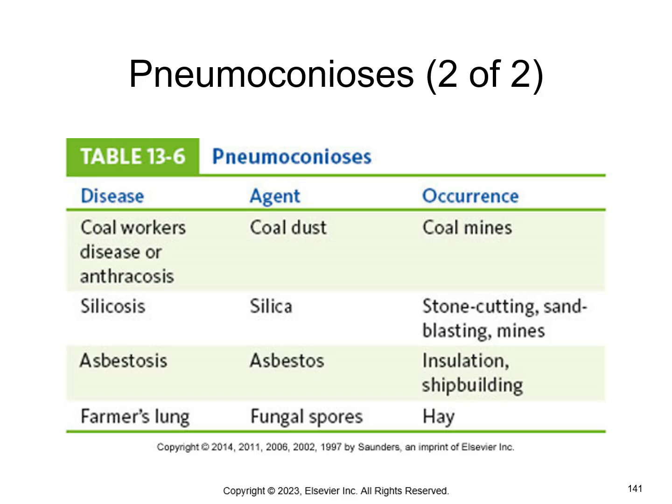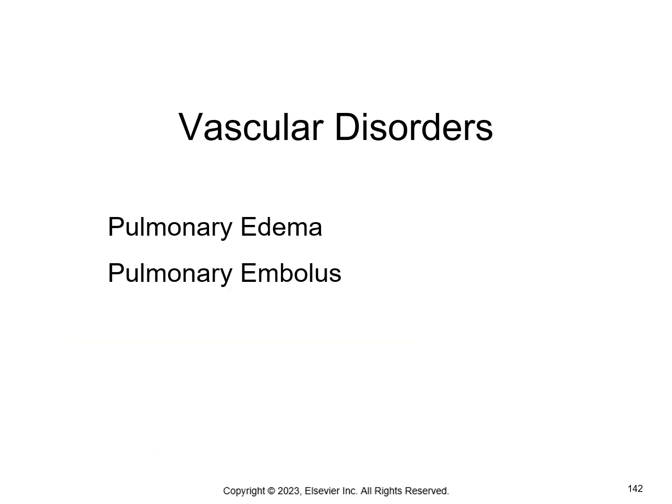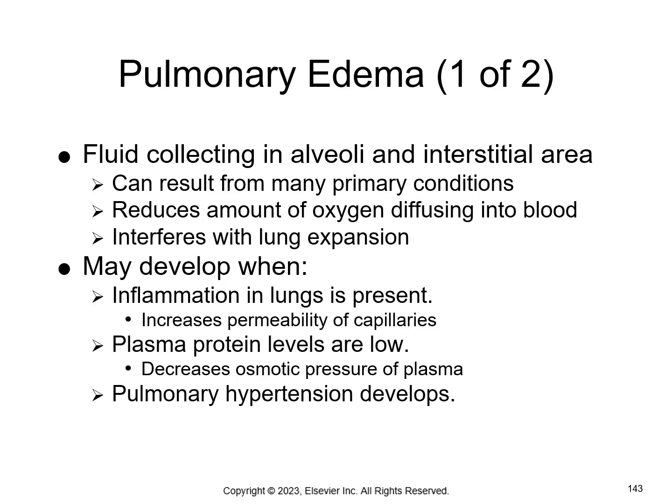Next are vascular disorders: pulmonary edema and pulmonary embolus. With pulmonary edema, we have fluid that collects in the alveoli and the interstitial area. This can be from several different conditions. It reduces the amount of oxygen available to the blood, and it interferes with lung expansion.